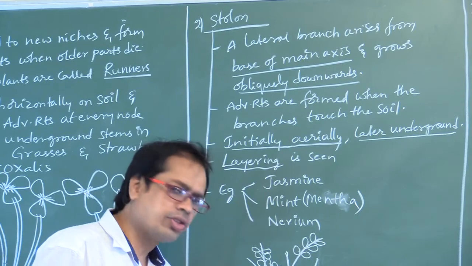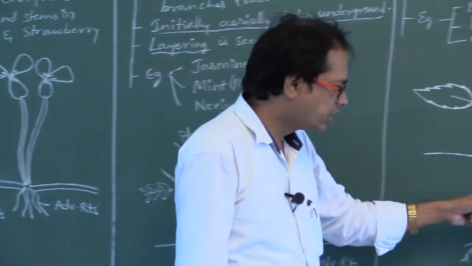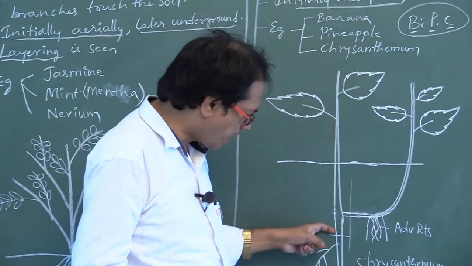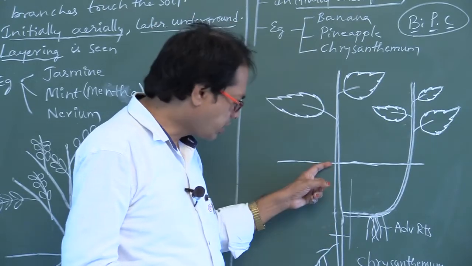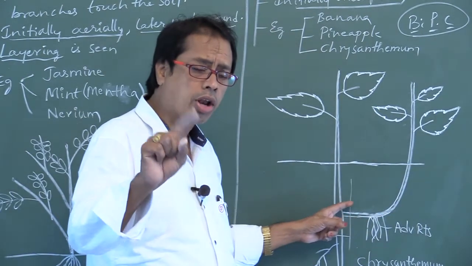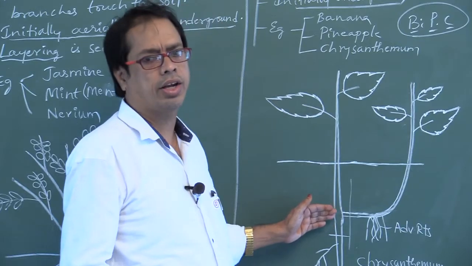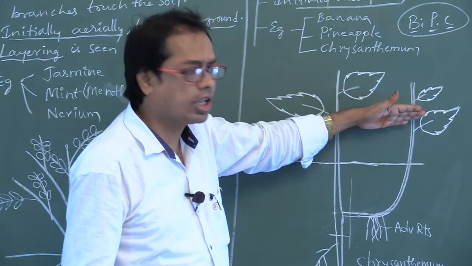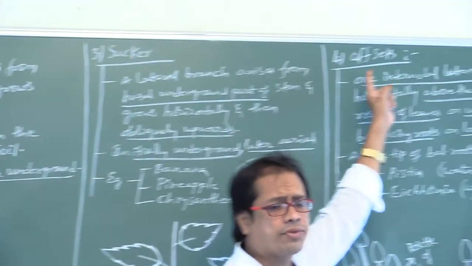Where does this lateral branch develop in a stolon? From the base of the main axis. Where does the branch develop in sucker? From the underground part of the stem. This is the underground part of the stem, and from this underground part, a lateral branch develops. That is important here. So, it is initially underground, finally aerial.